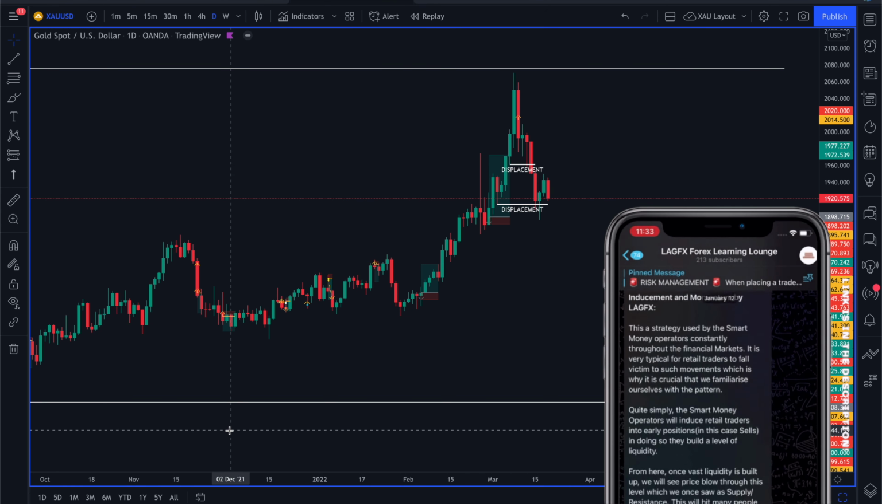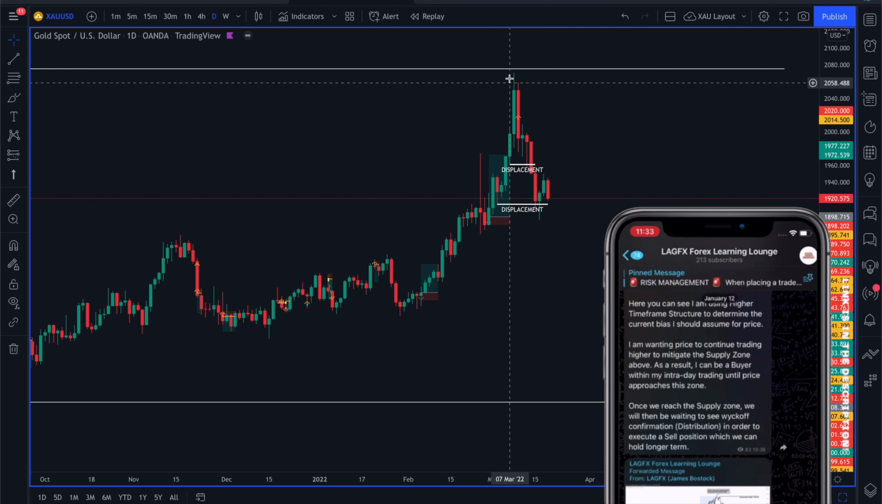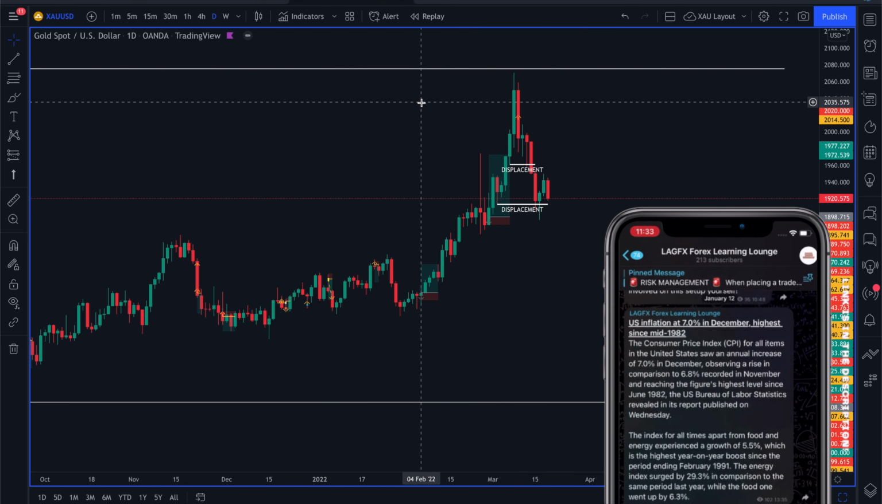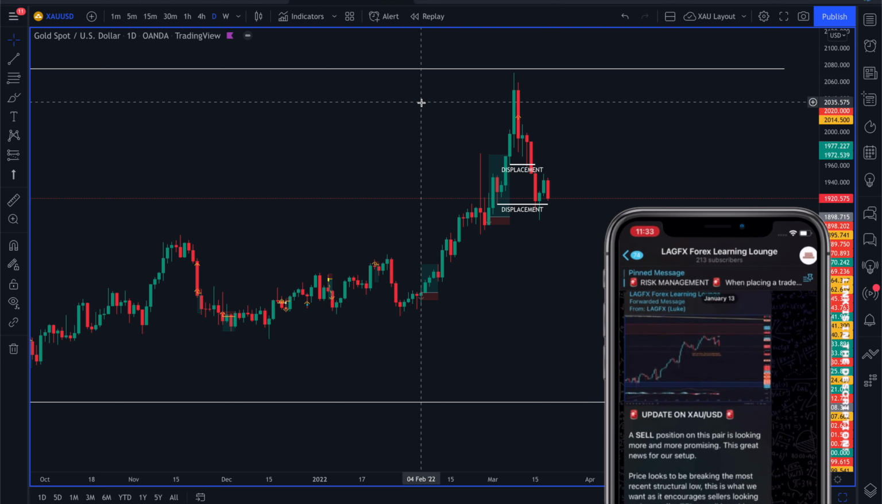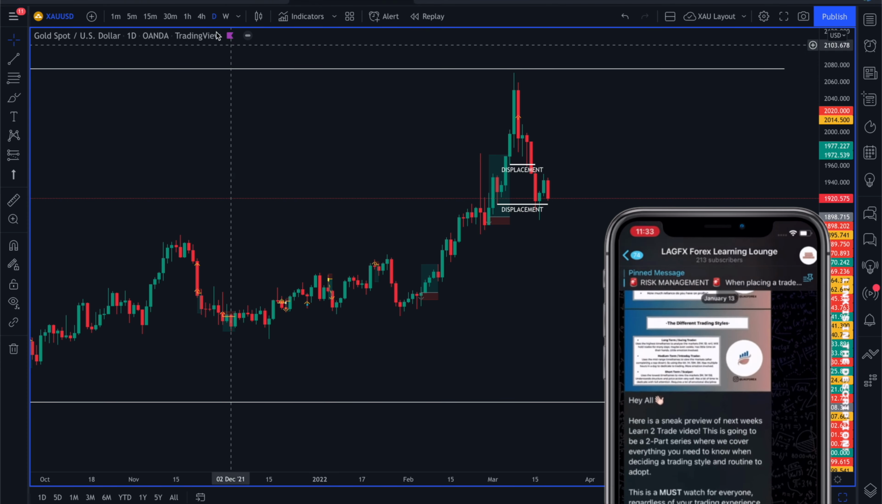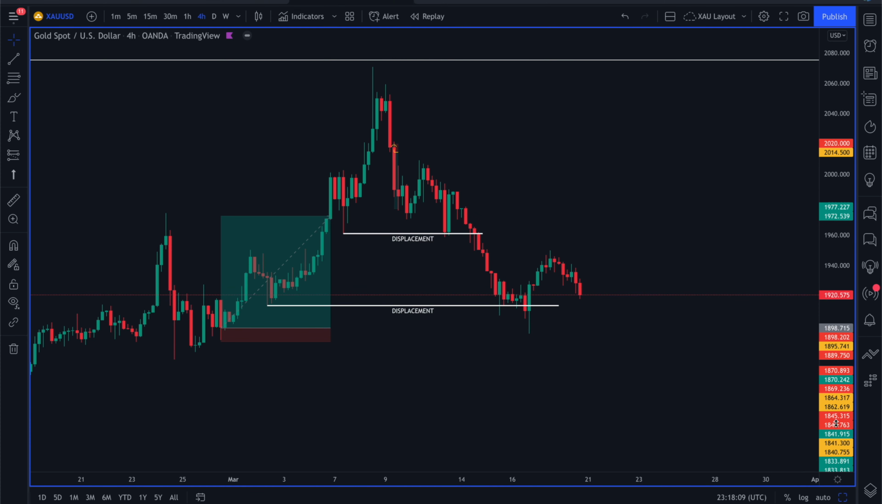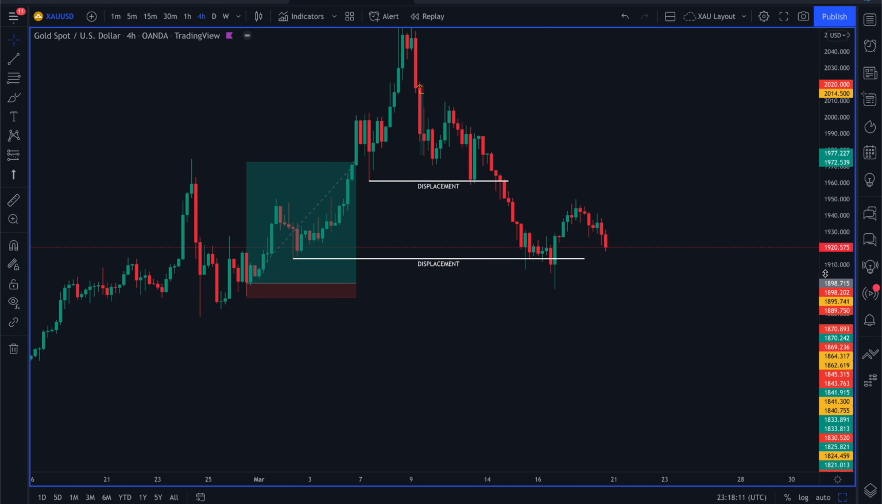If we zoom in slightly here, we can see how price didn't actually tap nor break that high, which tells me that it's not wanting to break higher. We have then gone into the 4 hour. We have then seen displacement take place, so breaks in structure.